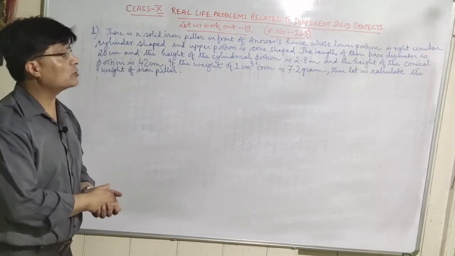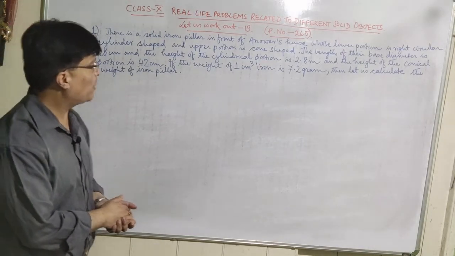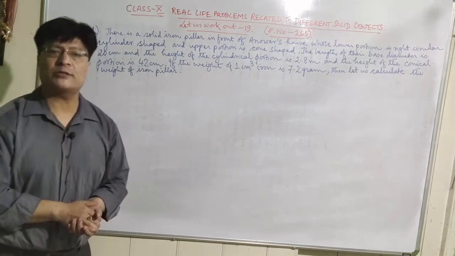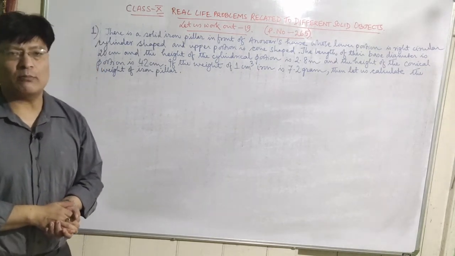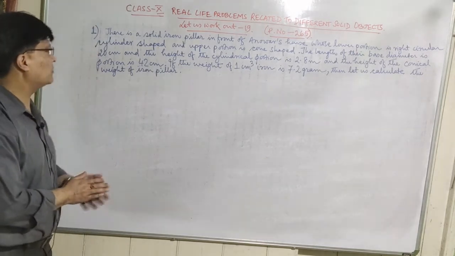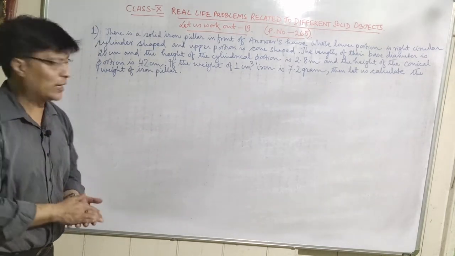So let us work out exercise 19, page number 265 from the book GANIT PRAKASH for class 10 by West Bengal Board of Secondary Education. So now let's start this problem. This is question number 1.